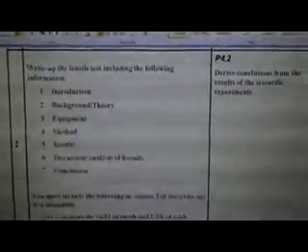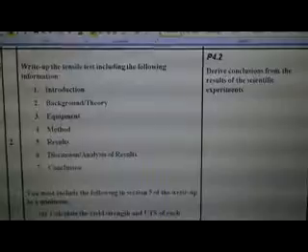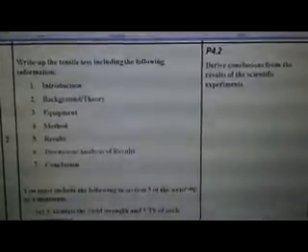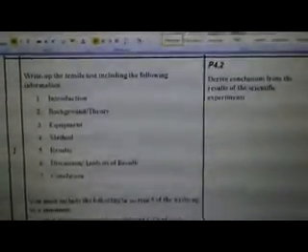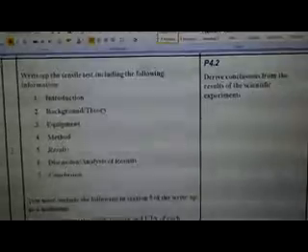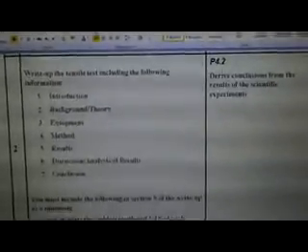So P4.2, what you need to do is write up the tensile test only, including the information that's shown on the assignment sheet. So you've got to do an introduction, a bit about background, the theory of the test, if you like, the equipment that you used, the method, results, discussion, analysis of results, and then a short conclusion.